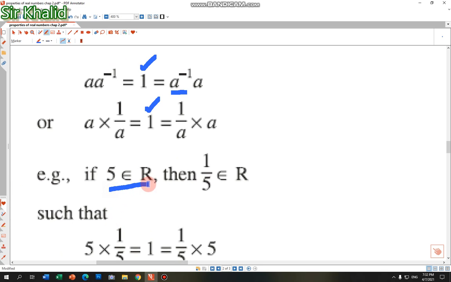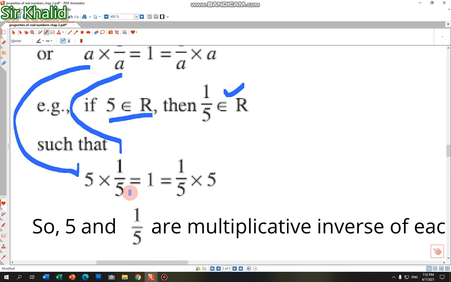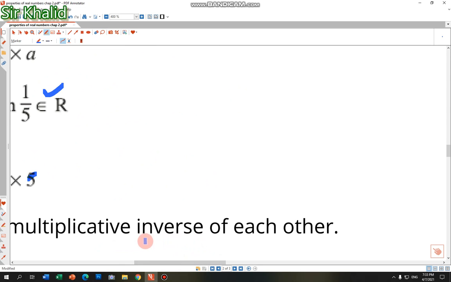For example, 5 is a real number, then 1 over 5 is also a real number. Here a is equal to 5 and a inverse is 1 over 5. Multiplying, the 5s cancel and it will give you 1. And if I put 1 over 5 in the beginning and multiply by 5, the result will also be the same. So this means that 5 and 1 over 5 are multiplicative inverses of each other.